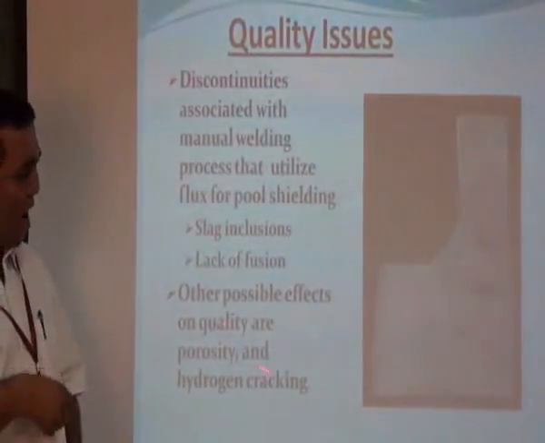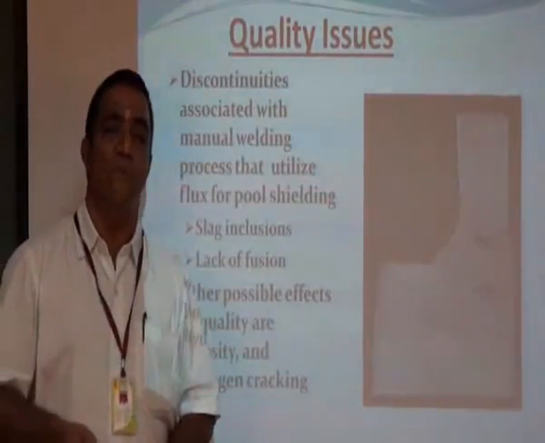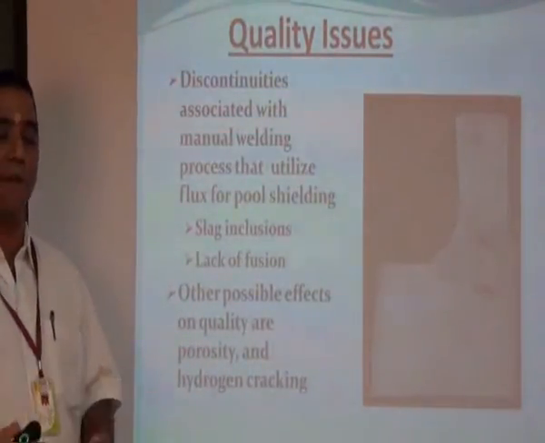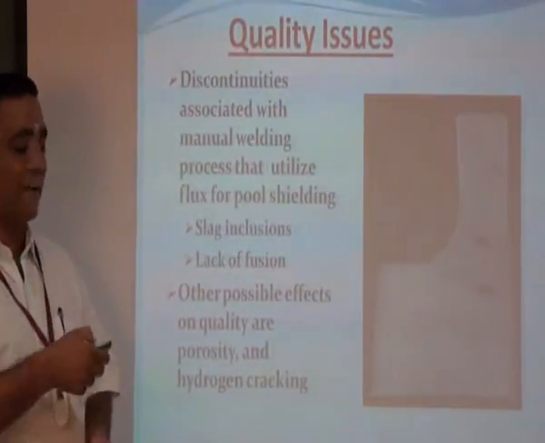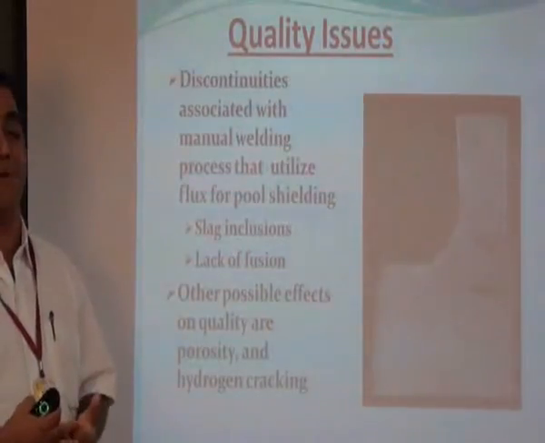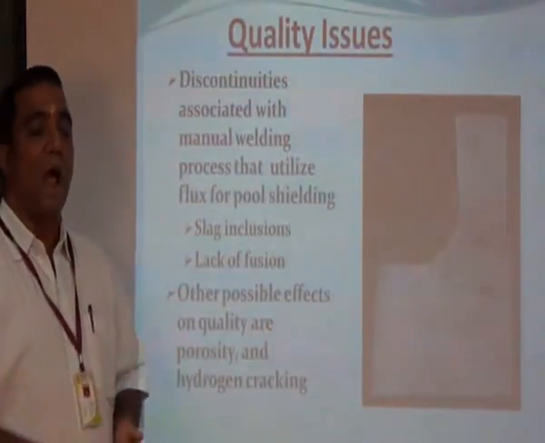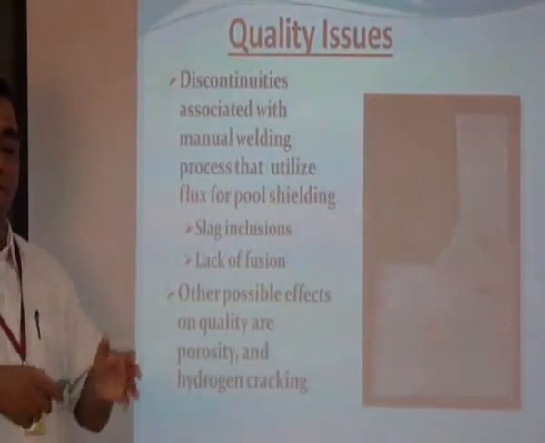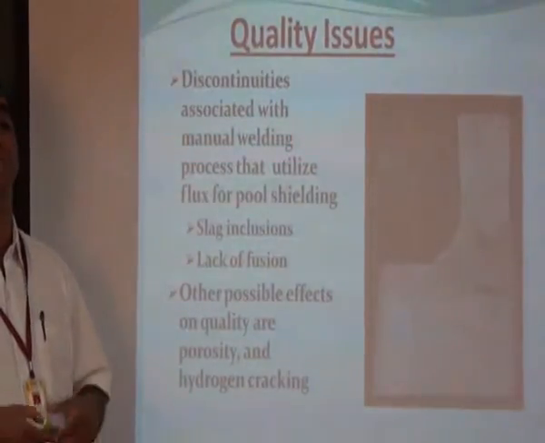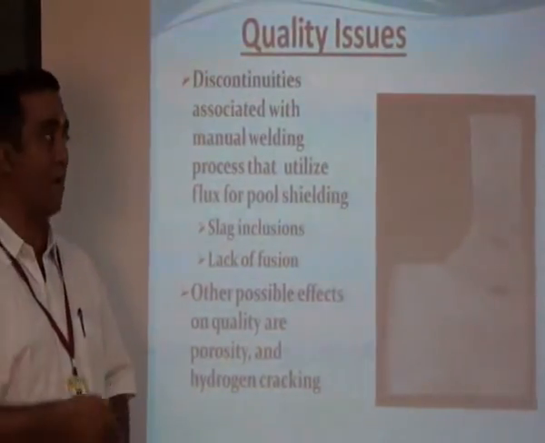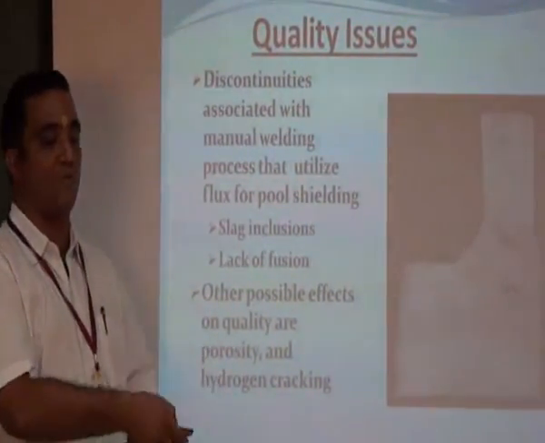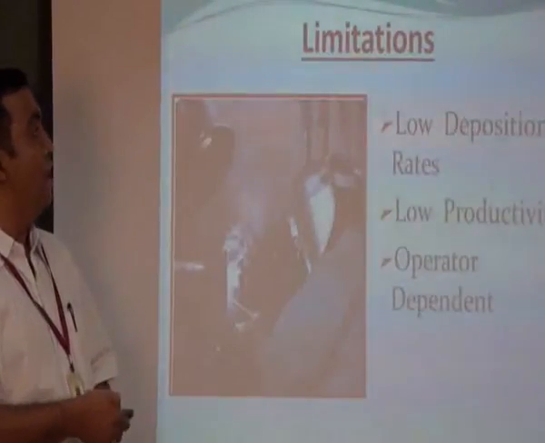So in order to avoid all these things, what we have to do is bake or heat the electrodes in an oven, such that the moisture on the top surfaces of the flux is completely removed. Only then should you use this particular electrode for the welding process.